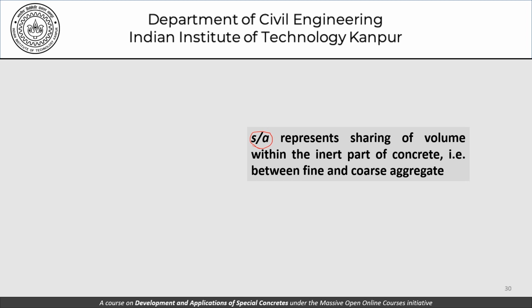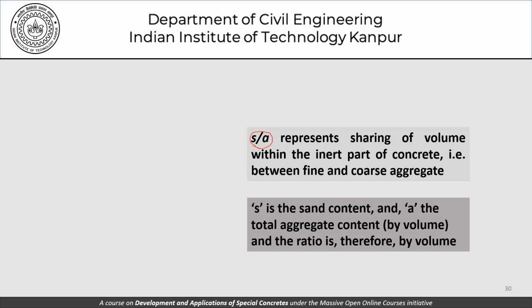S by A represents the sharing of volume within the inert part of concrete, that is between fine and coarse aggregates. In this case, S represents the sand content and A the total aggregate content by volume, and therefore the ratio S by A is by volume. This is against water cement ratio, which is by mass. S by A is by volume. That is what we will follow as far as our discussion is concerned.